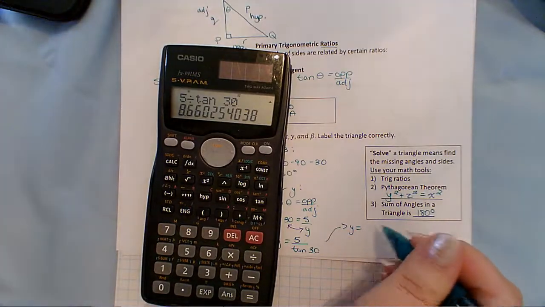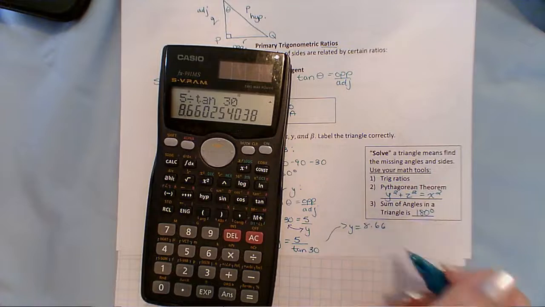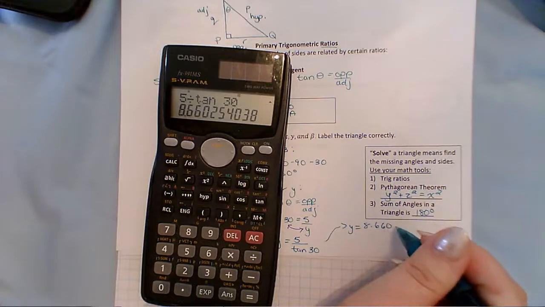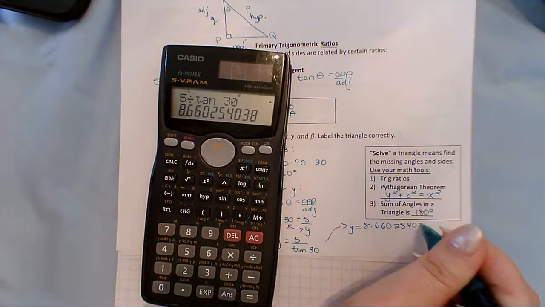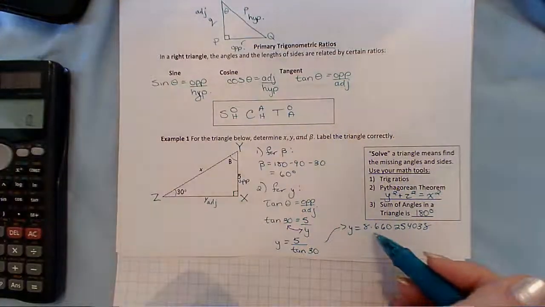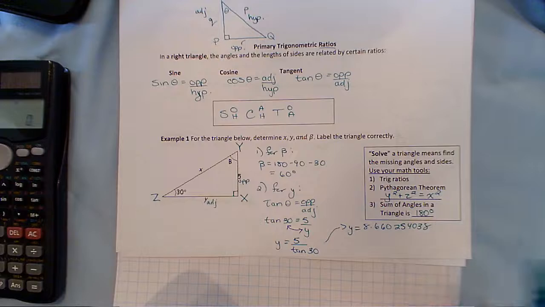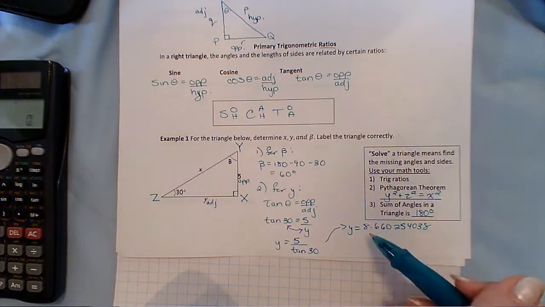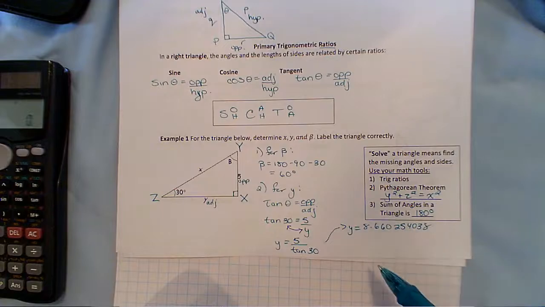All right, so 8.66025 4038. Now, in trig, if we're going to use a number for another calculation, we don't round it, because we don't want to carry on more error into something else. So right now, I don't know whether I'm going to use this number for something else. So I'm not going to call it 9. I'm not going to call it 8.7 just yet.